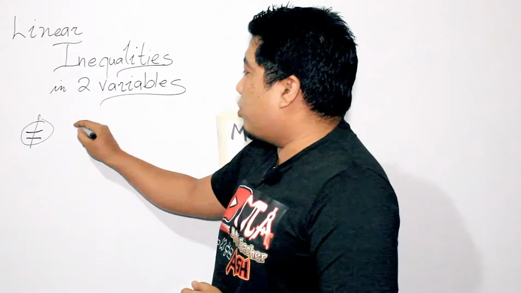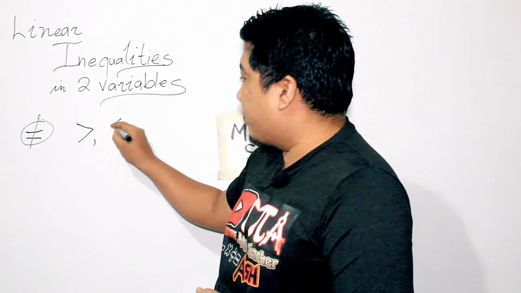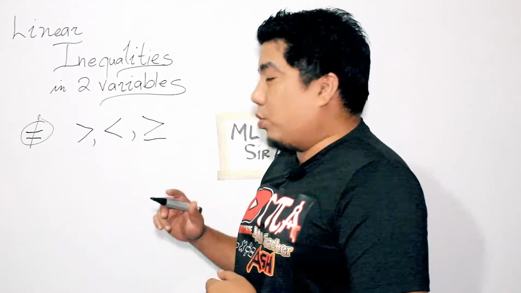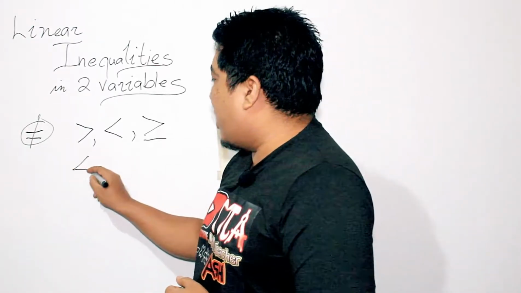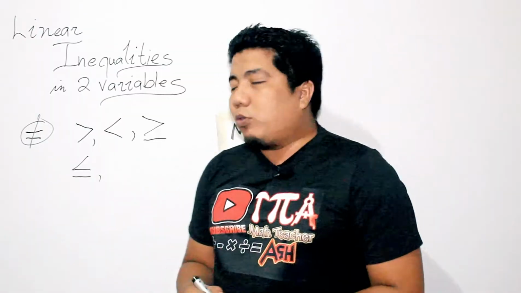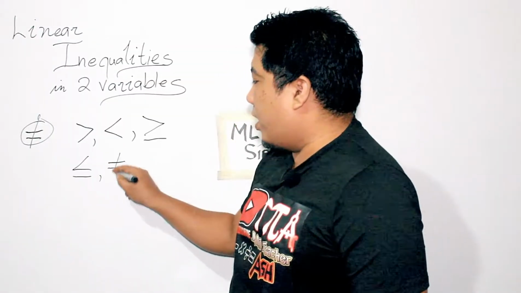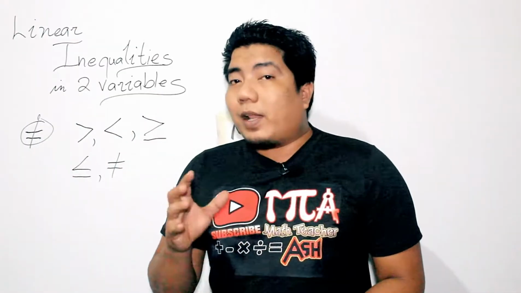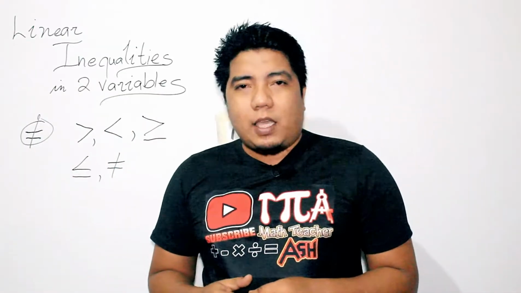Instead, we will be using the greater than, the less than, the greater than or equal to symbol, and the less than or equal to symbol. Sometimes, we will encounter the not equal symbol. So basically, these five symbols will represent your inequality.